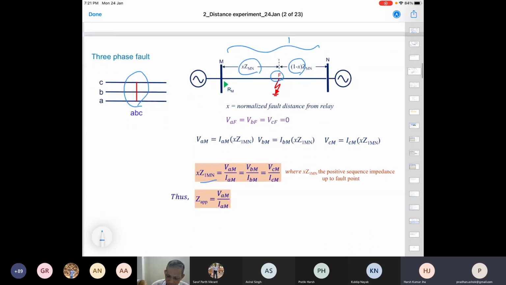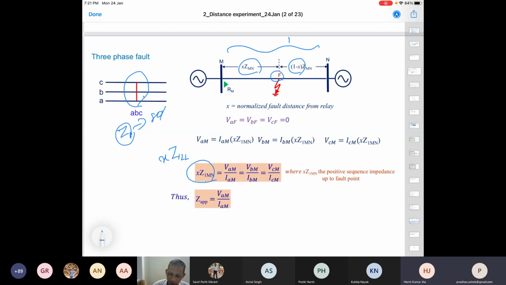So this is x into Z1, where Z1L is the positive sequence impedance of the line. We call it positive-sequence impedance, and I told you to consider positive-sequence voltage and current. So now it is positive-sequence impedance. That is what the fault analysis reveals. So all the settings that I told you about for zone 1, up to 80%, are nothing but the positive-sequence impedance, not simple impedance.